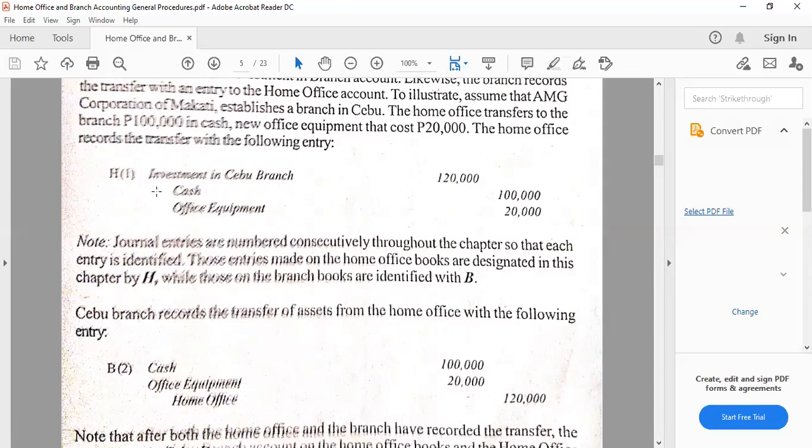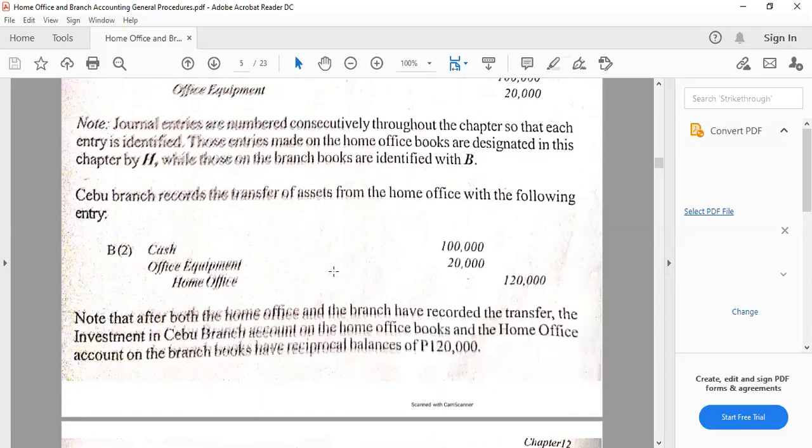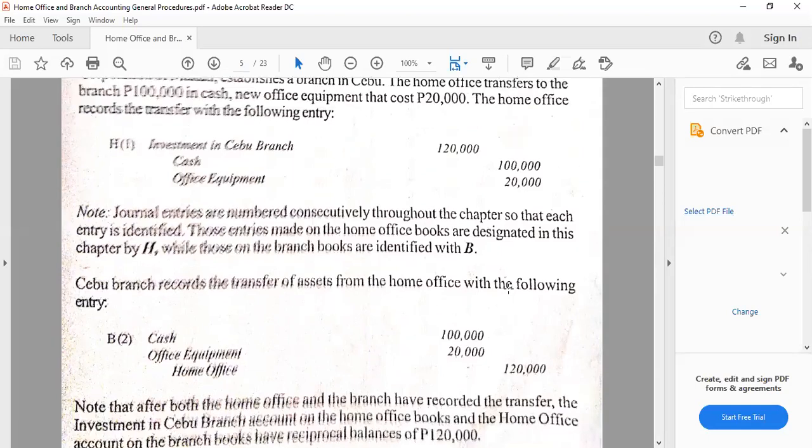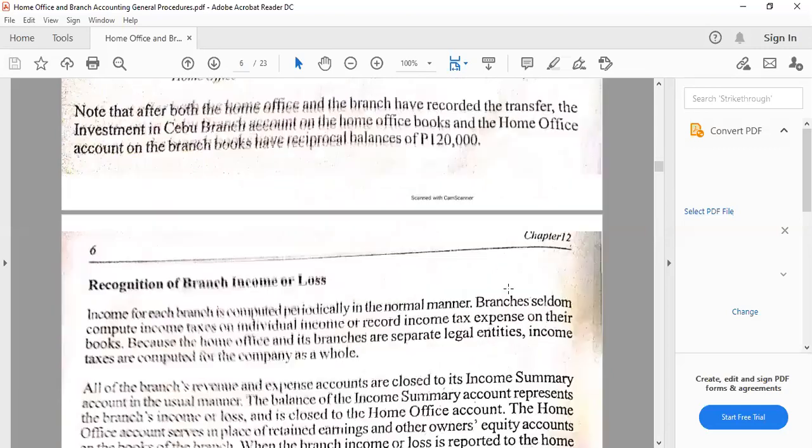So you can notice that in the home office, the assets are credited. So for the branch, the assets are debited. This is investment in Cebu branch debit, so the home office would be credited. All right, so again, we think of the opposites when we record the transactions on the respective books.